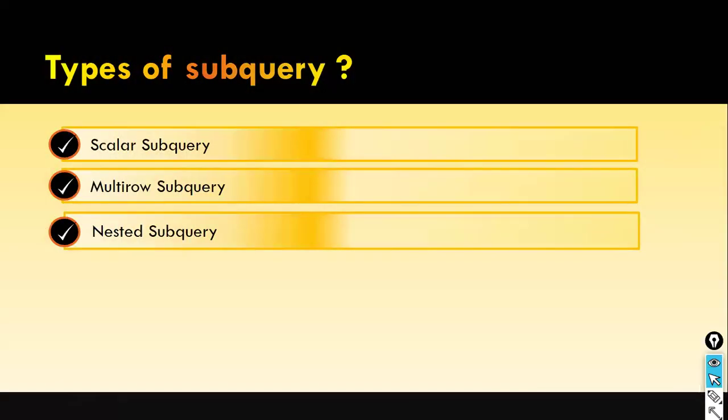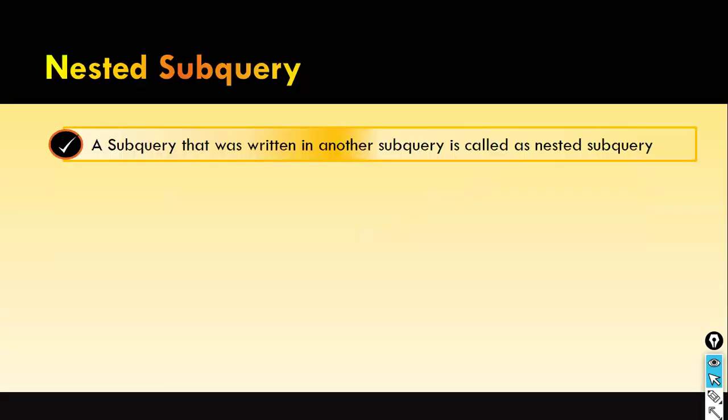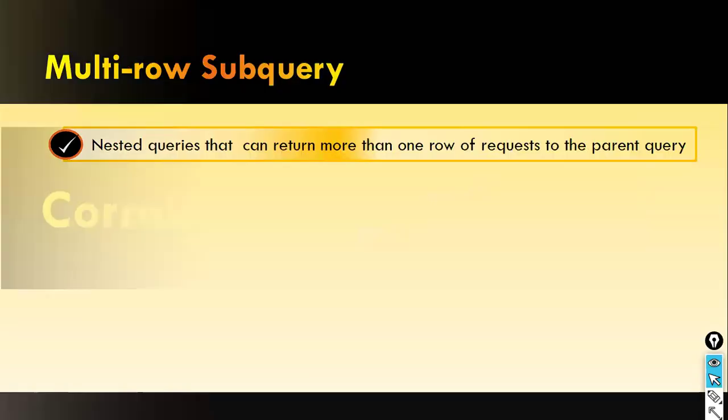We have seen the three different types of subquery that fall under non-correlated subquery. One is scalar subquery. As the name suggests, it returns only one value. The multi-row subquery, as the name suggests, returns more than one row. And here, a subquery inside a subquery inside a query, that is called your nested subquery. Next one is the correlated subquery. I just stop this.